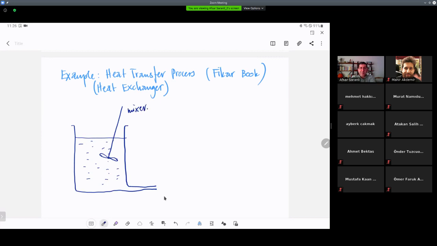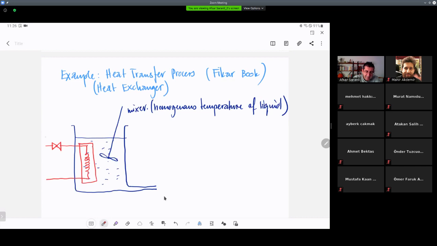The dynamics of this mixer is not important. The only thing to know is that the liquid is well mixed so that its temperature is homogeneous. Okay, that's all it serves. We have a heater. So in this example, this is a valve. So we have basically a pipe going through.